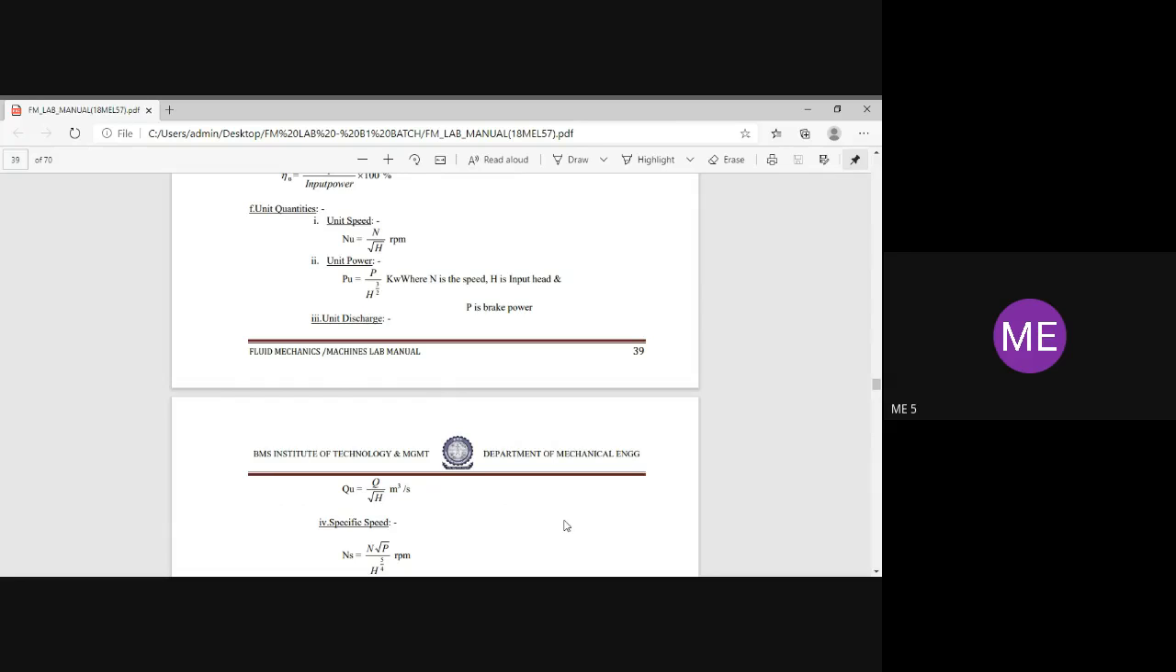In the viva questions, they may ask to define unit quantities and specific speed, and the difference between a turbine and a pump. So these are the four formulas you should remember. One is unit speed, N divided by square root of H; P divided by H to the power of 3 by 2; Qu equals Q divided by square root of H; and the fourth one, specific speed, is N square root of P divided by H to the power of 5 by 4.